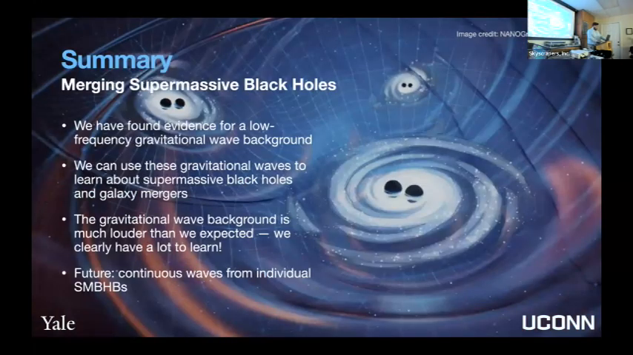Yeah, so that actually brings me to the end of my talk. To summarize, we have now found evidence for a low frequency gravitational wave background for the first time. And that gravitational wave background is telling us information about supermassive black holes, supermassive black hole binaries, and galaxy mergers. And some of that information is really surprising, especially based on how loud this gravitational wave background is and what that would mean for our supermassive black hole population. It would need more of them, and they would need to be much more massive than the ones that we see nearby.